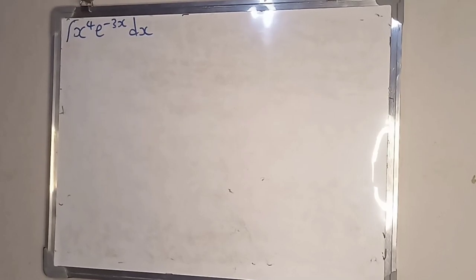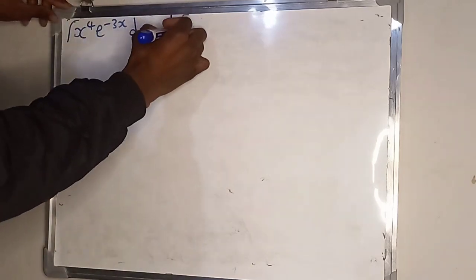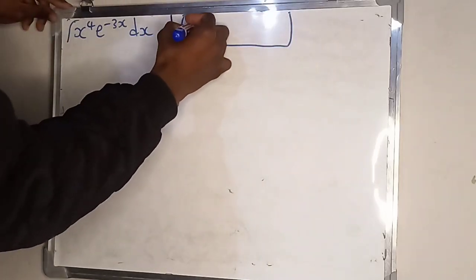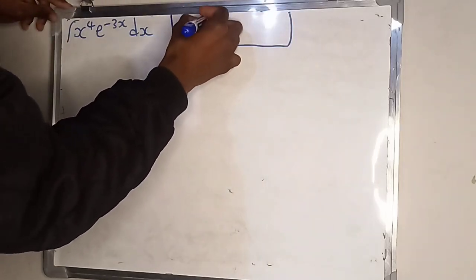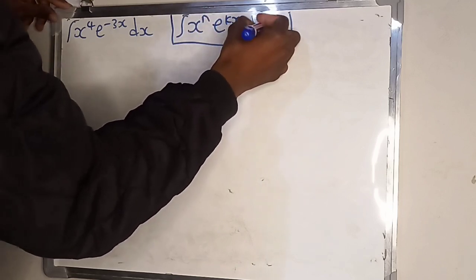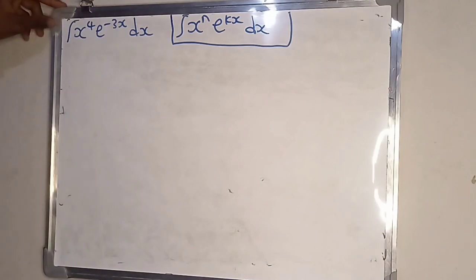Suppose we were to integrate this integral, x to the 4 e to the negative 3x dx. Whenever we are integrating an integral of this form, it can be written as x to the power n e to the kx dx. This is the form that this integral took. So we are going to apply the diagonal method. It will be our quicker way to be able to integrate this.